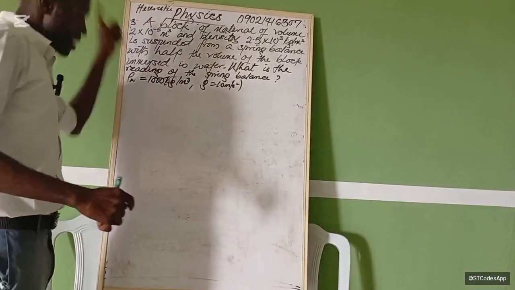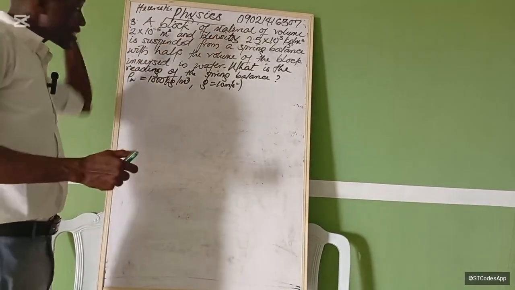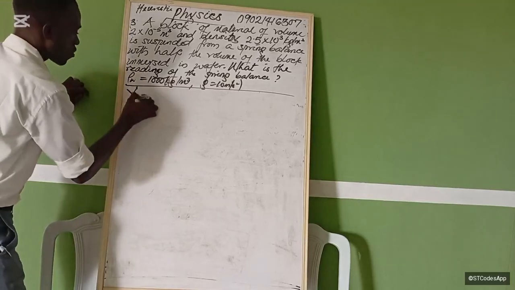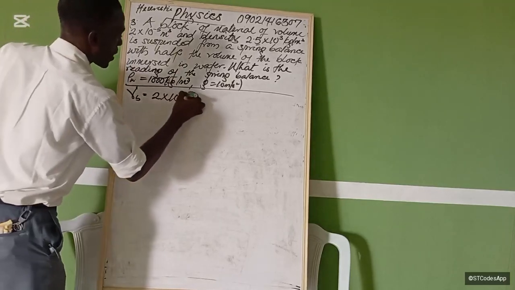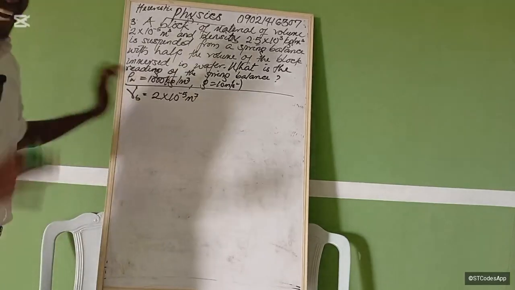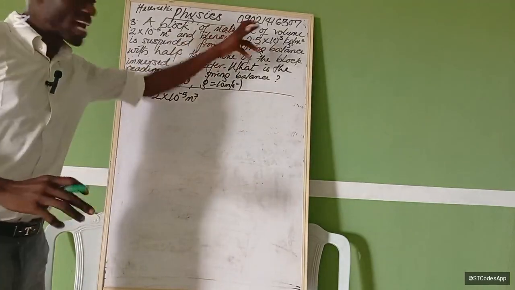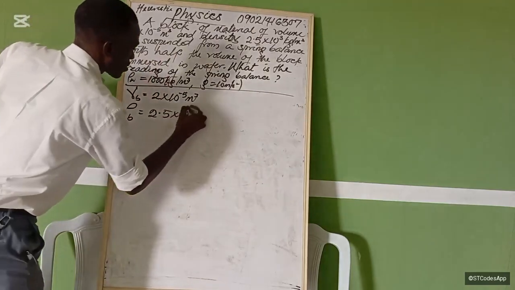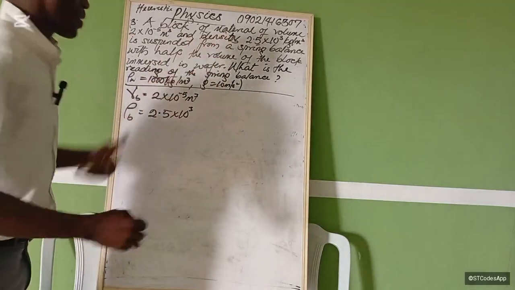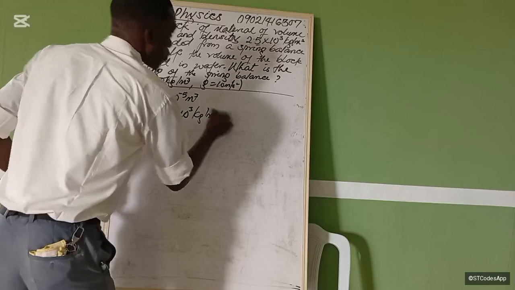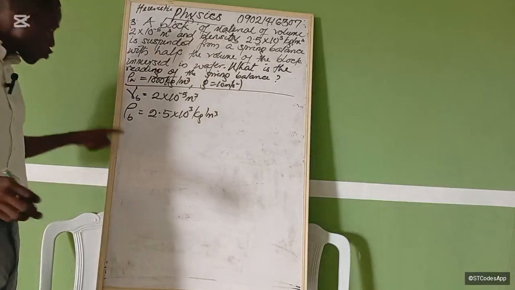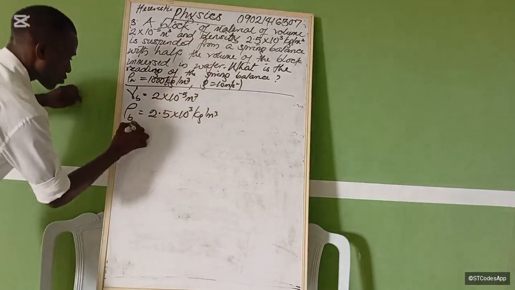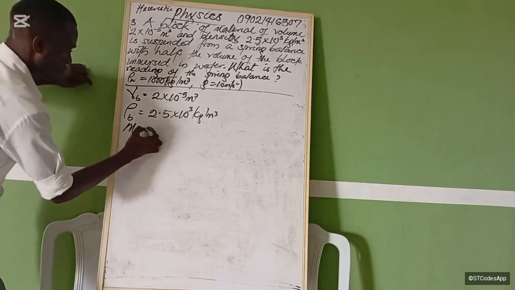Now, this one says a block of material of volume this. The volume of the block is 2 times 10 raised to the power minus 5 meters cubed, and the density is 2.5 times 10 to the third kilograms per meter cube. Once you have these two parameters for the same material, you can find the third, which is the mass of the block.